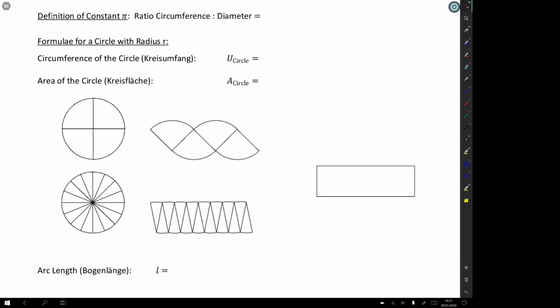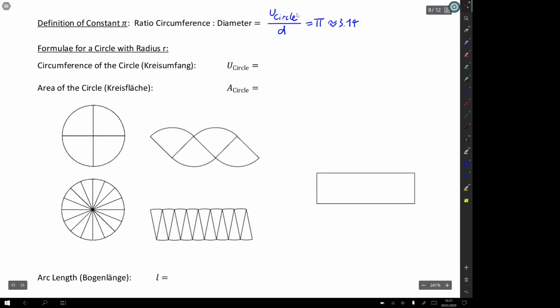You all know the constant pi. It describes the ratio between the circumference of a circle and its diameter, and is approximately 3.14. Please note that I use the U for the circumference, the German Umfang. Solving this equation for u, we get the formula for the circumference of a circle as pi times d, which means pi times 2r, so 2 pi r.